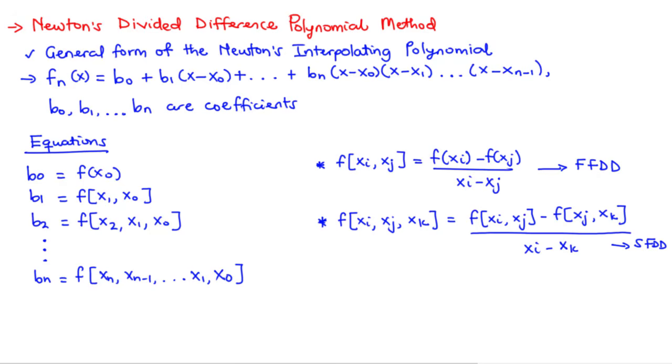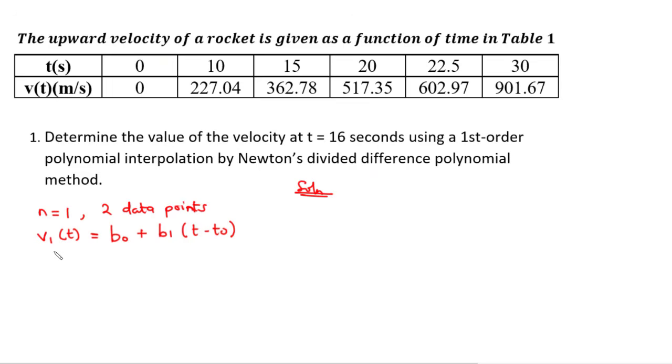That is from the general form of this equation: b0 plus b1 into bracket t minus t0, for the linear function. So that is what we have here. Now the next thing we want to do is, from the previous lessons, you realize that we need to take two values of t that are very close to 16, because we want to estimate the value of the velocity at t equals 16 seconds.